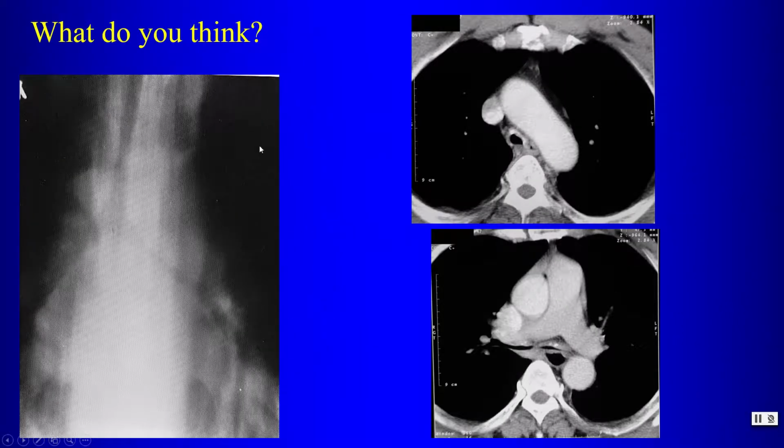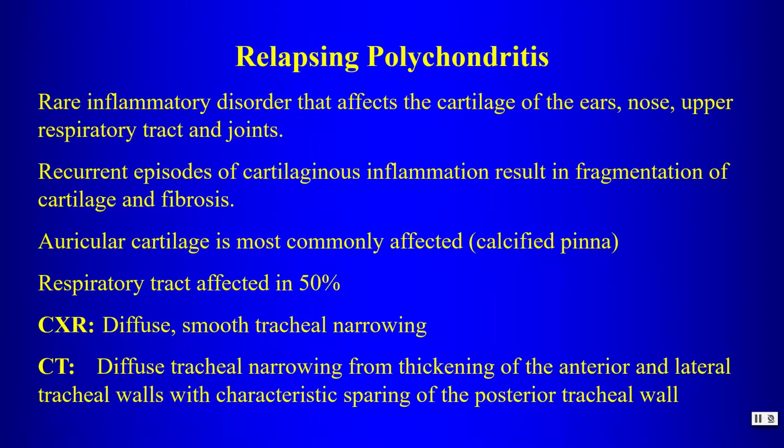Now, what about a case like this, where we have tracheal narrowing that also extends to the main stem bronchi? Again, the posterior wall here is spared. So this is a diffuse inflammatory condition of the cartilage. So this is relapsing polychondritis. This affects the cartilage throughout the body. So this cartilaginous inflammation can result in destruction and weakening of the cartilage in the trachea, resulting in narrowing of the trachea and thickening of the wall because of the inflammation of the cartilage in these patients.